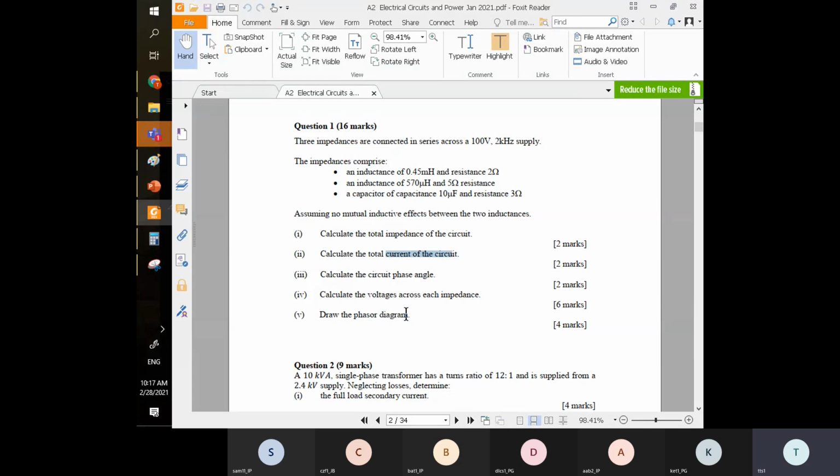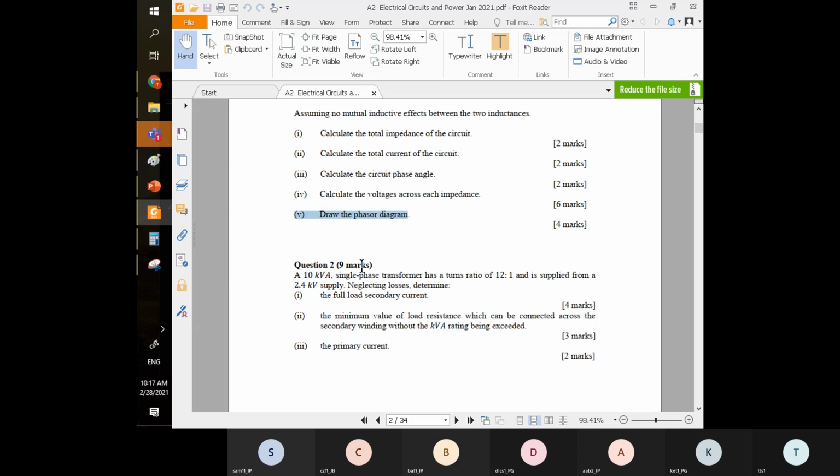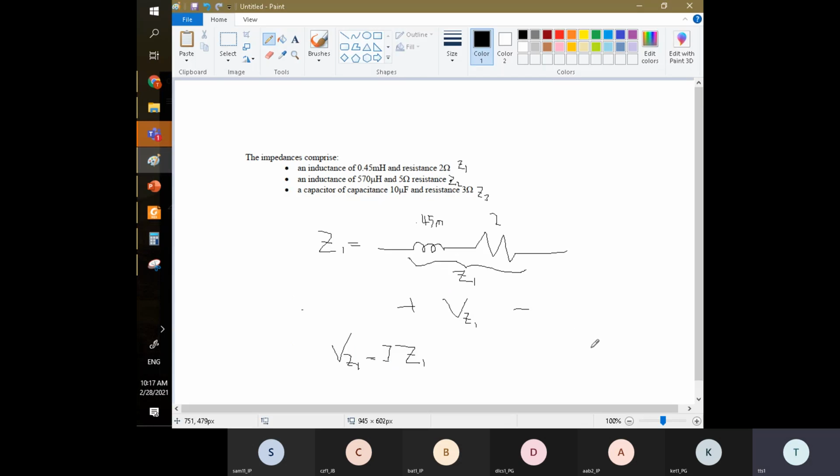Okay. At the end, you need to draw the phasor. And most students, they don't know how to draw this phasor. Okay, this phasor is referred to the phasor for the impedance. This phasor is the total Z, the total R, and the reactance XL minus XC. Okay, I hope you understand this.